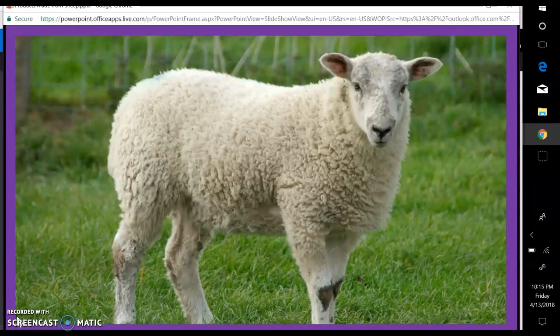Sheep are such beneficial animals. Between their wool, hide, fat, and every other part of them, they make a huge impact in our economy in America as well as the economy around the world. And you use products created by sheep every single day.